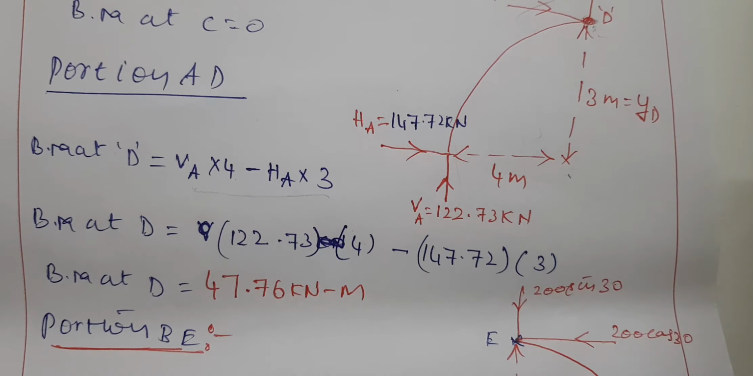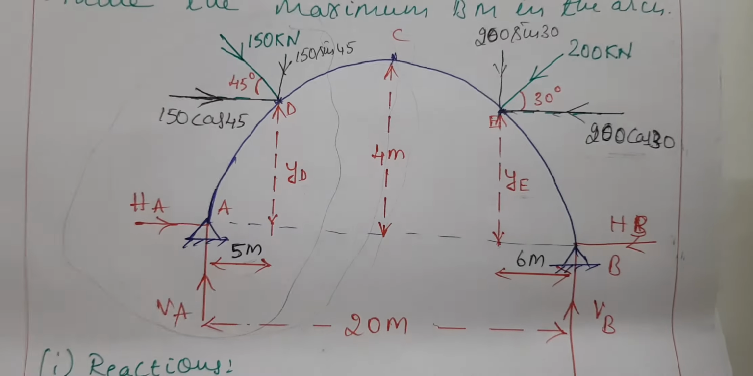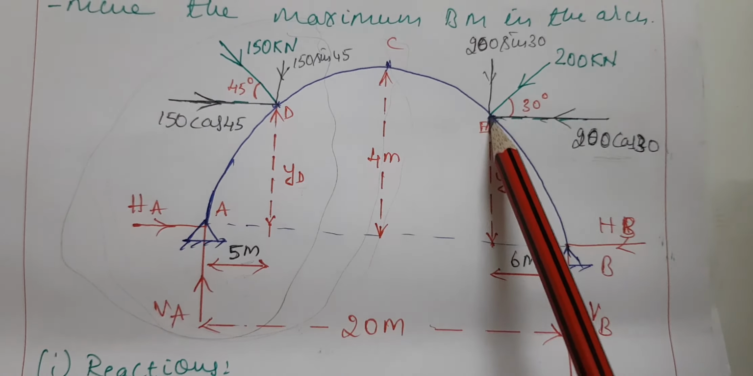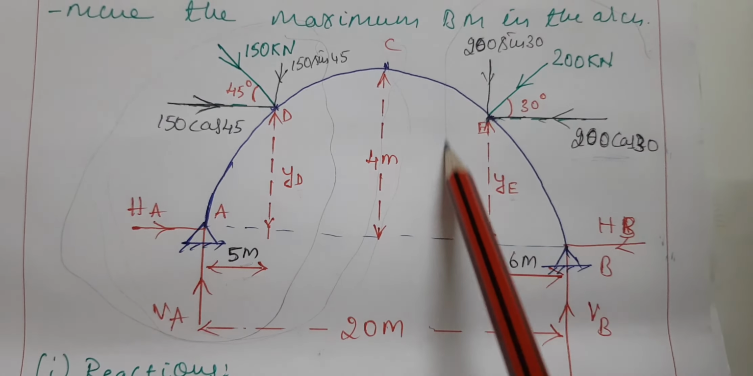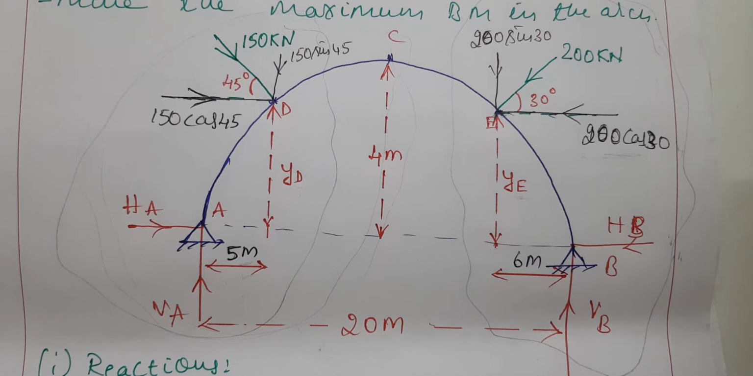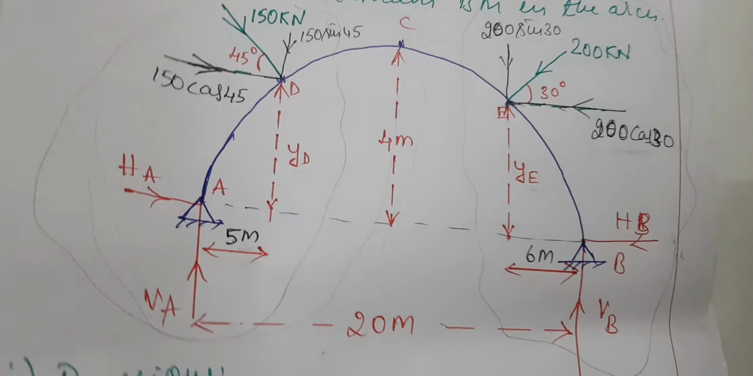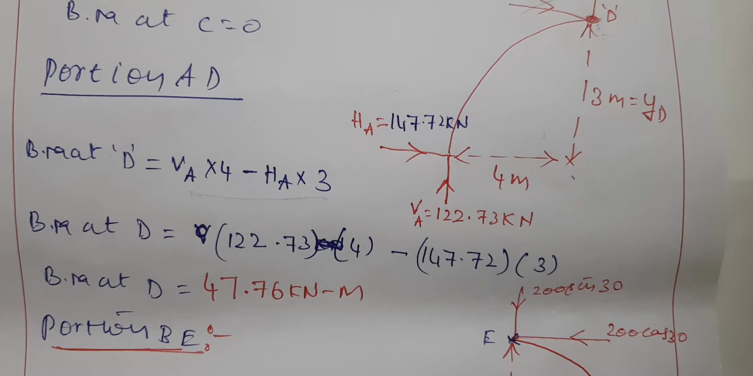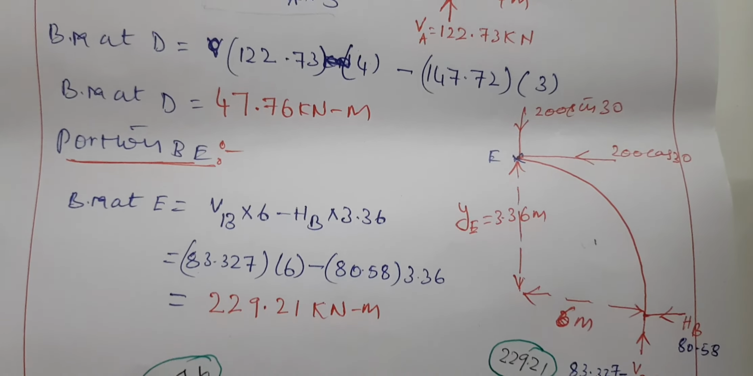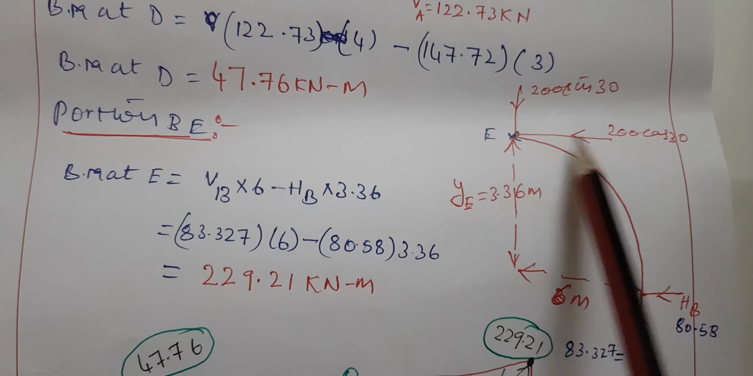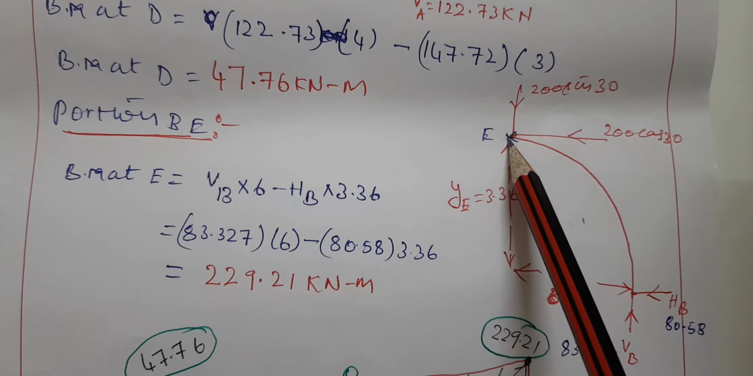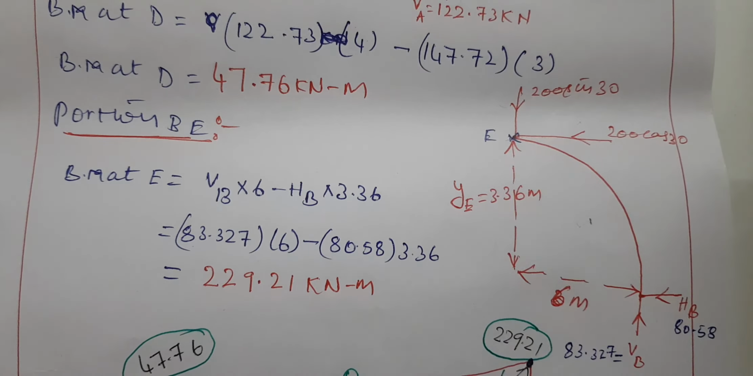Similarly, for the other loaded point, point E, we have to consider half of the portion, this portion here. It looks like this. These two forces are acting at this point, but we are finding the bending moment at this point, so these two become 0, and we have HB and VB, and we know the values.